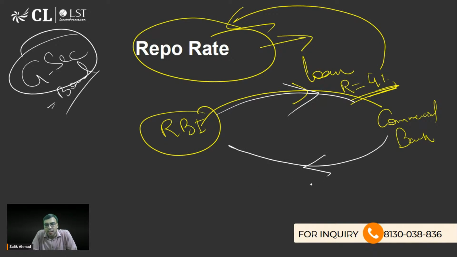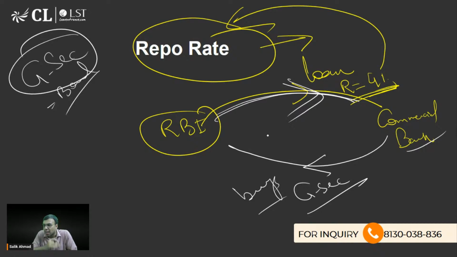RBI is actually buying government security from commercial banks. तो जब RBI गवर्नमेंट सिक्योरिटी खरीदेगी तो उसका मतलब उसको लोन देगी, है ना? I have told you that if you are buying a bond of any company or a government bond, then you are giving a loan to the commercial bank. ठीक है? So that is how it works.